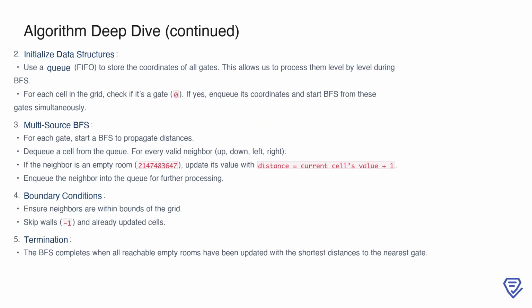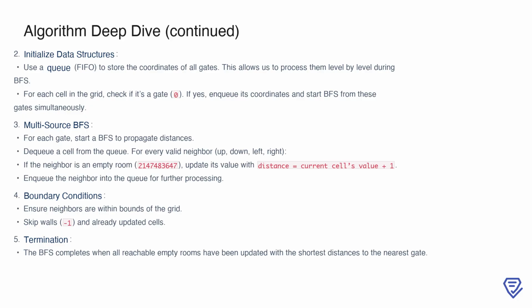To implement this solution, we first initialize the necessary data structures. Specifically, we use a queue to store the coordinates of all gates. This queue will allow us to process the gates level by level during BFS. As we iterate through the grid, whenever we encounter a gate, we enqueue its coordinates and prepare to start BFS from these gates simultaneously.